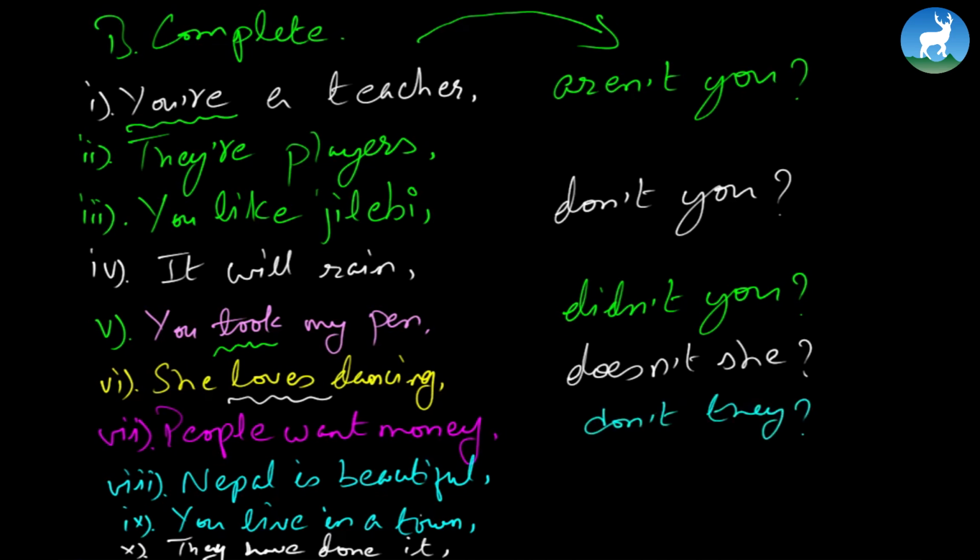See, Nepal is beautiful. You can do it. You live in a town. I know you can do it. They have done it. I know, again, you can do it. The rest you can do in the classroom. All right, so a fairly easy exercise. I'm sure you got the concept of question tag. Let's move further. Now here we have spelling. Again, a very simple exercise.